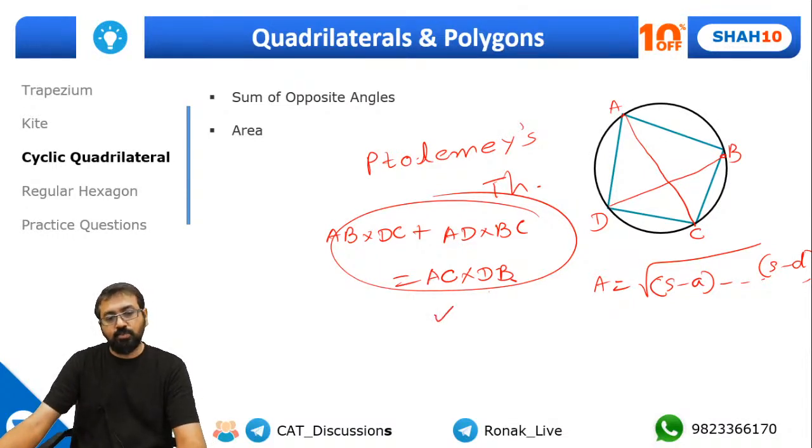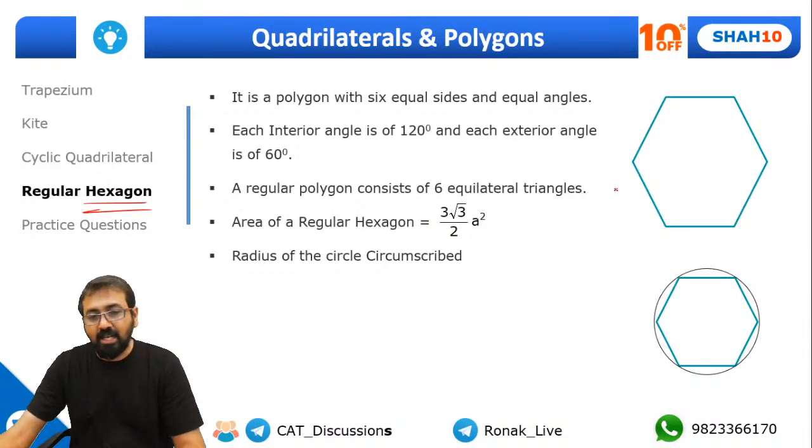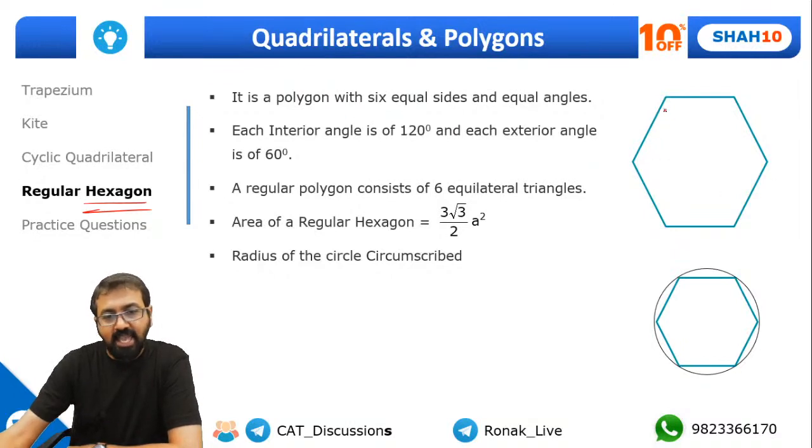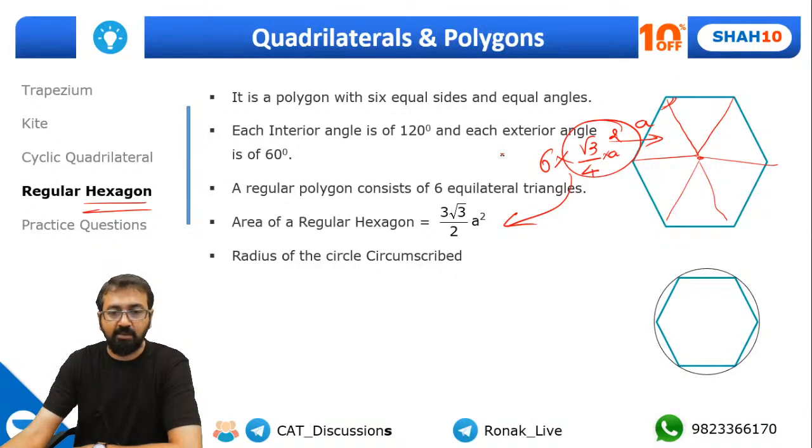So guys, this is a very important theorem. A couple of times questions have been asked based on that, so please remember. Something about regular hexagon. Of course all sides are equal and each angle is 120°, and that's why when you connect all the vertices at the center, it gets converted into 6 equilateral triangles. Area of each equilateral triangle is √3/4 into side squared. If we take this side as A, 6 times this is nothing but the area of a regular hexagon.